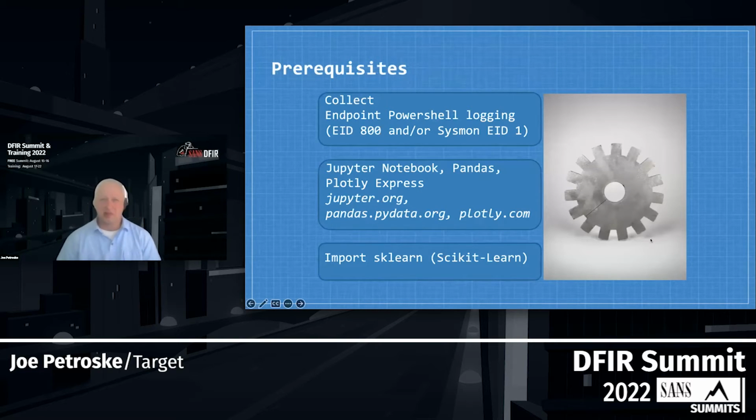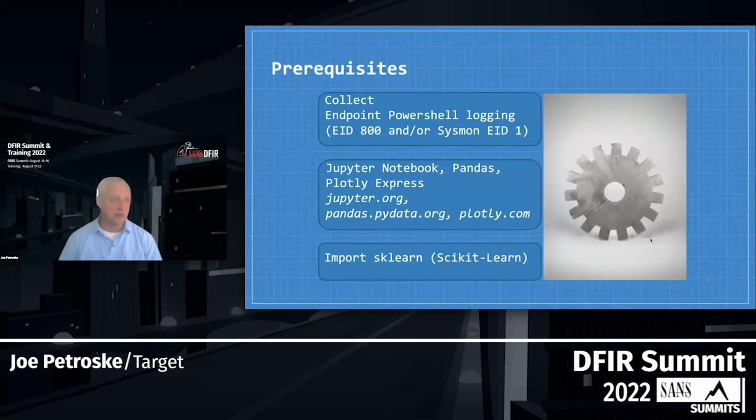Here's how we're going to get started with this. We'll be doing this with a very interesting tooling set. To start with, we're going to need a body of data. To really do this at scale, you're going to need to collect PowerShell logging and script logging from across your entire enterprise. Event ID 800 or Sysmon Event ID 1 will accomplish this goal for you. This should be run anywhere you can get it from.